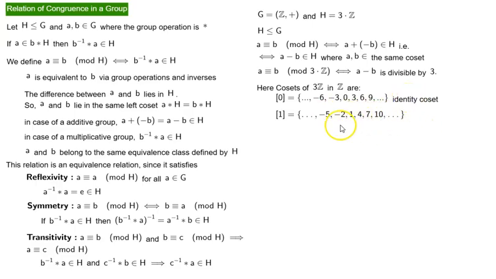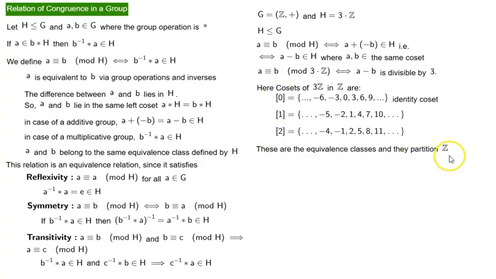Again, if you subtract any two of these elements, you will get a number divisible by 3. Or in other words, if you divide any of these numbers by 3, you get remainder 1. And finally, we have this one. Since dividing any of these by 3 gives remainder 0, we call it the identity coset. So these are the equivalence classes and a partition of Z.